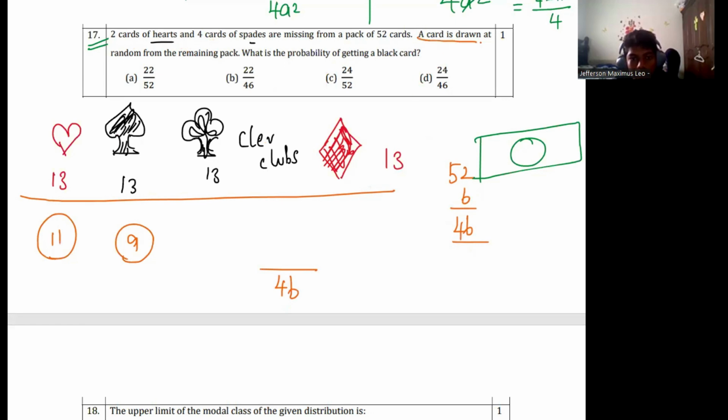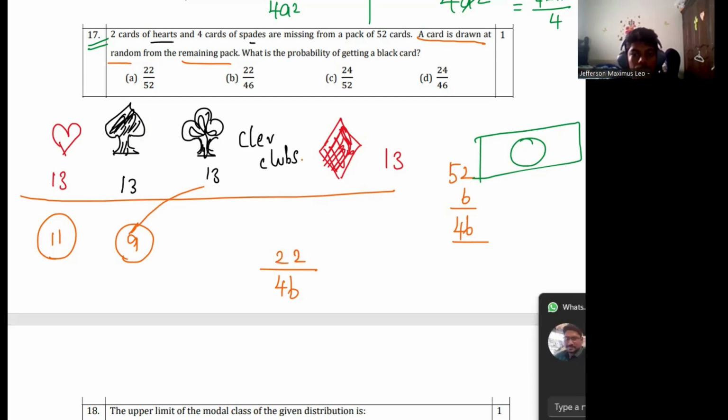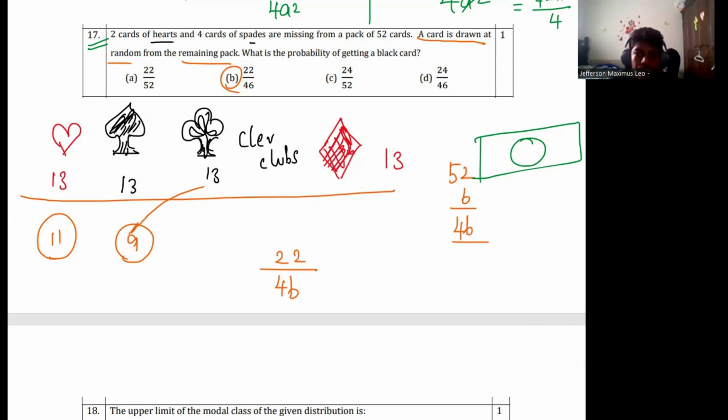A card is drawn at random from the remaining pack. What is the probability of getting a black color card? Has the black color changed? Yes, ma'am. Here 9, here 9, but this 13 is as it is. So 22 by 46. 9 plus 13 is 22, correct? Yes, ma'am. 22 by 46. The correct answer is B. Any doubt? No, ma'am. Sometimes answers can be simplified, but here the option is as it is, so we select it. If it can be simplified, we simplify and look for the answer. Okay, shall we go to the next question?